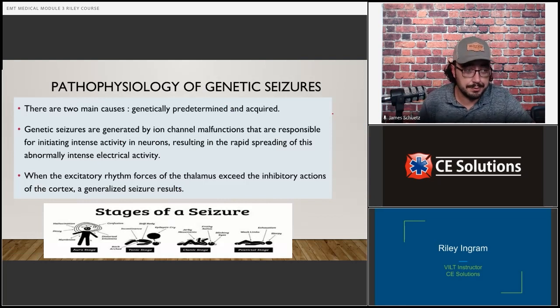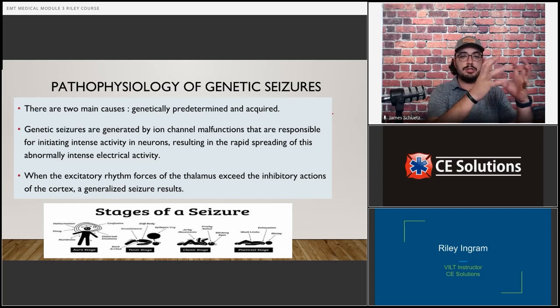Pathophysiology of genetic seizures. There are 2 main causes of this. It's going to be genetically predetermined or acquired. All right, so your genetic seizures are going to be generated by ion channel malfunctions that are responsible for initiating intense activity in the neurons, resulting in the rapid spreading of this abnormal intensive electrical activity. Okay, when the excitatory rhythm forces of the thalamus exceed the inhibitory actions of the cortex.